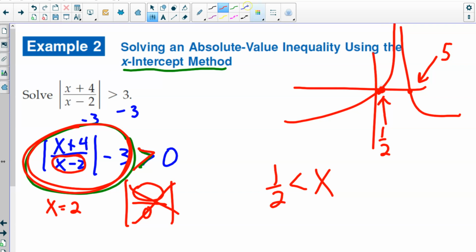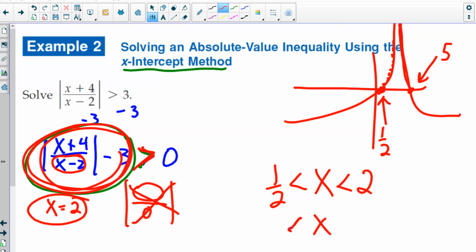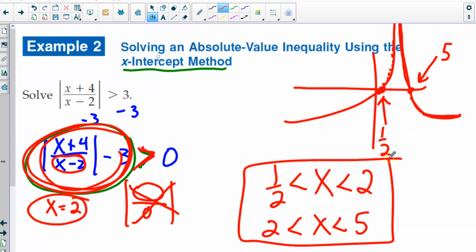Okay, so it starts at 1/2, and it's above, and it keeps getting higher and higher and higher, but it can never get to the value of 2 because that value is undefined, so it has to be less than 2. So one of my answers is this graph is above the x-axis, greater than 0, when x is between 1/2 and 2. But it also is above the axis when it starts to get bigger than 2 all the way up till it gets to 5. So my other answer is that x has to be bigger than 2 but less than 5, because once it hits 5 it goes below the x-axis. And those are my solutions.